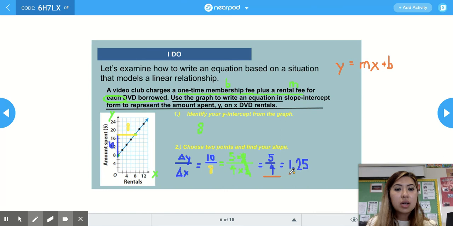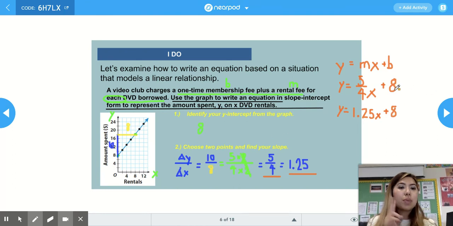So we can either write our slope as a fraction in reduced form, in simplest form, or we can write it as the decimal. So our equation can look like y is equal to 5 over 4x plus 8, or it can look like y is equal to 1.25x plus 8.